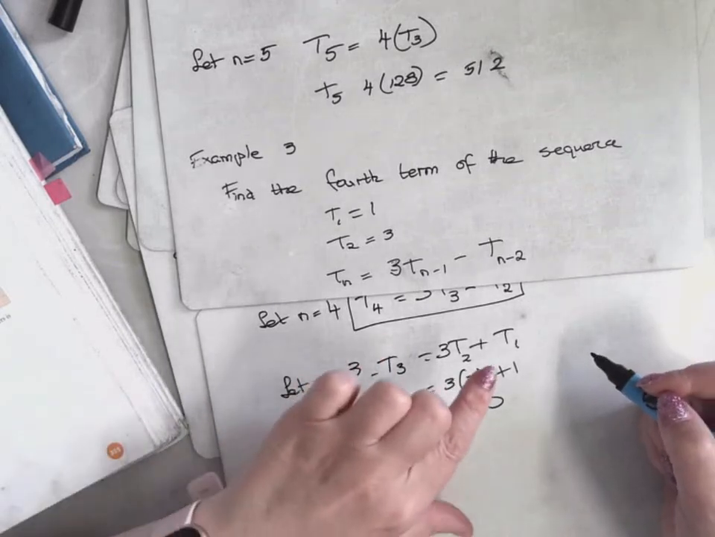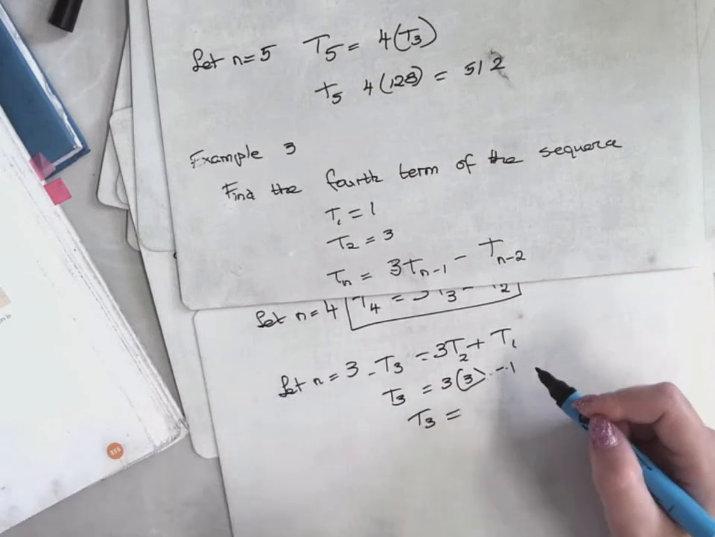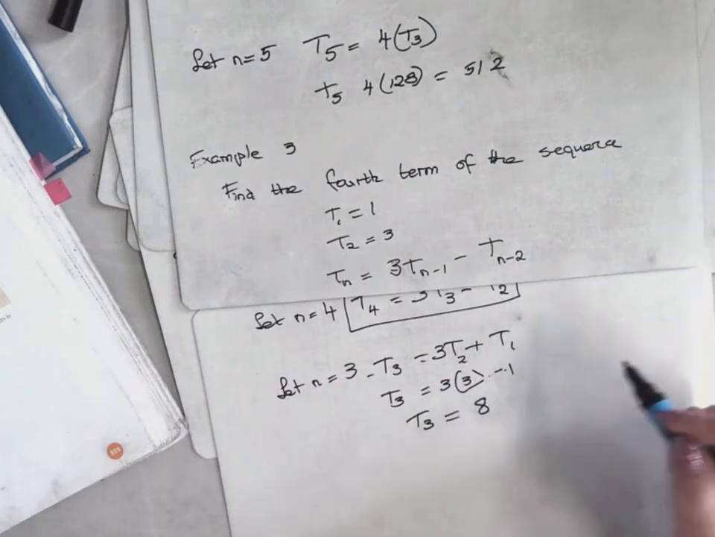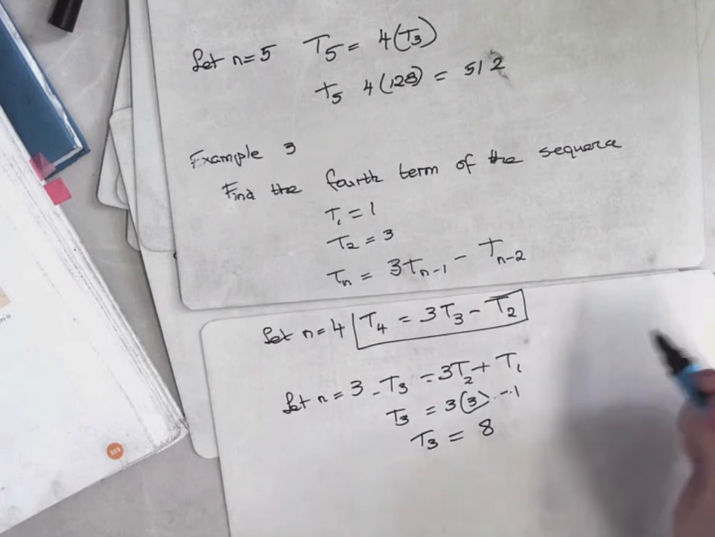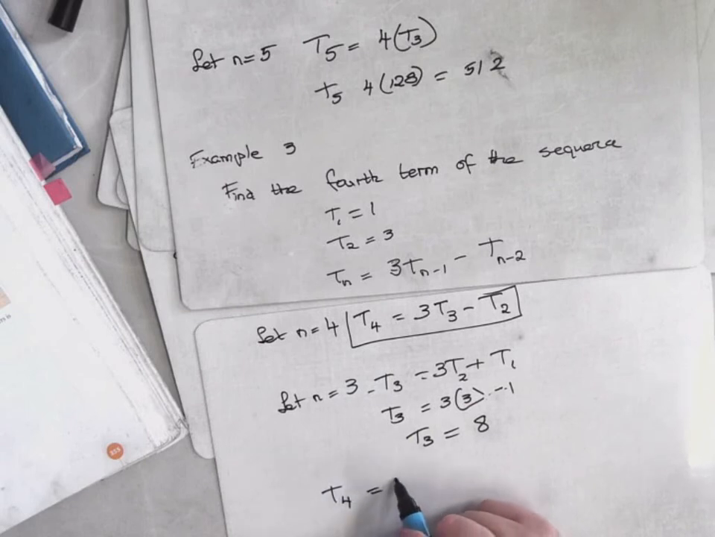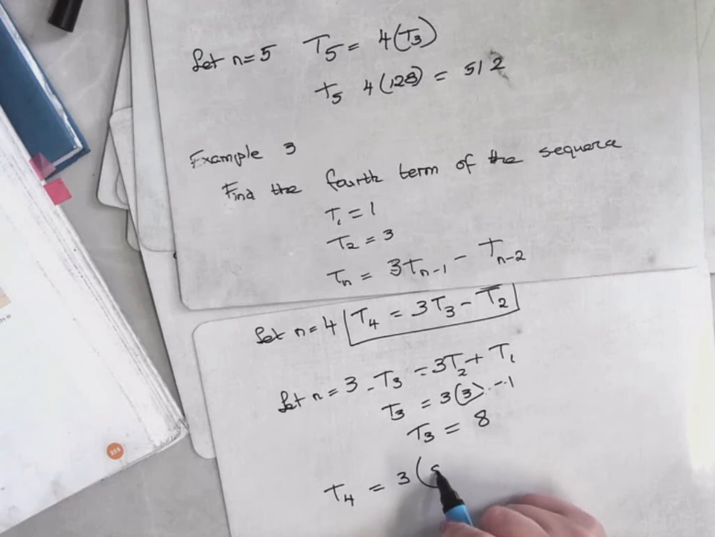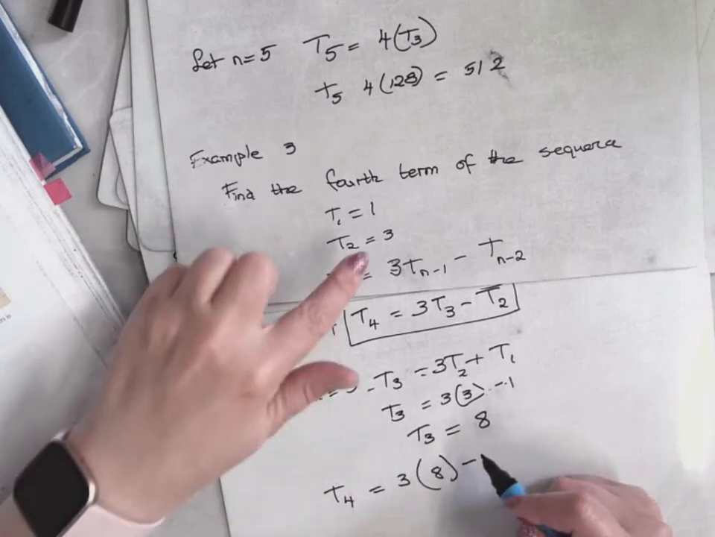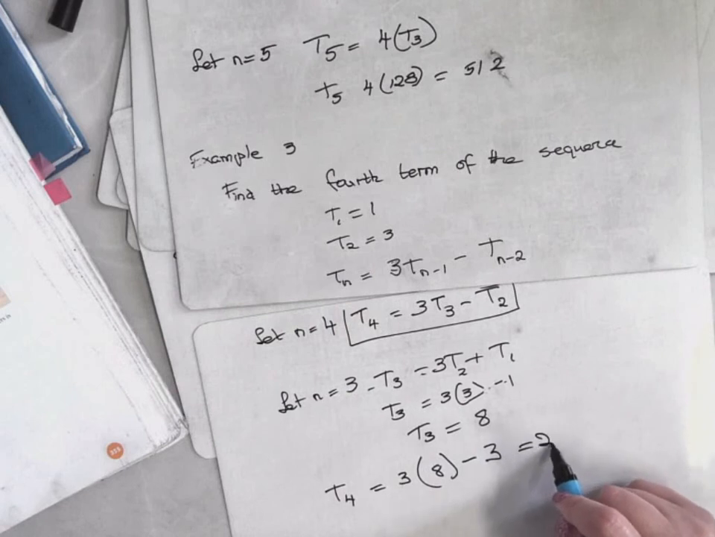Sorry, it is minus. Thank you. So term number 3 is actually 8. 3 3s are 9 minus 1. With me? Okay, back up here to get term number 4, which is what the question was. So term number 4 is 3 times term number 3, which turned out to be 8, take away term number 2, which they told me was 3. So term number 4 turned out to be 21.